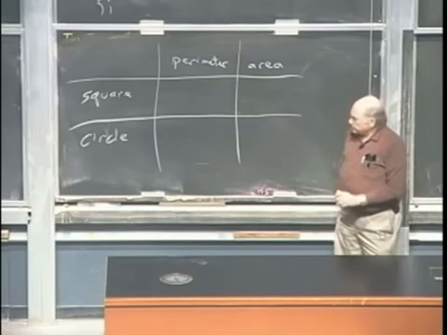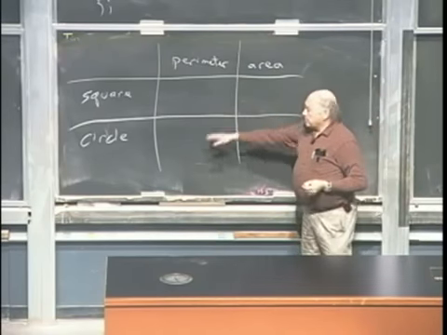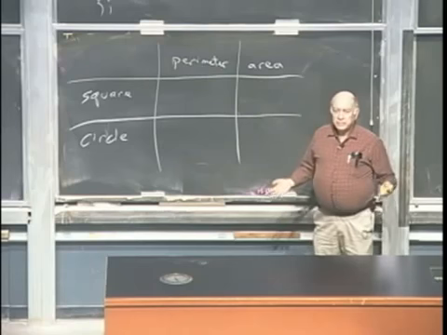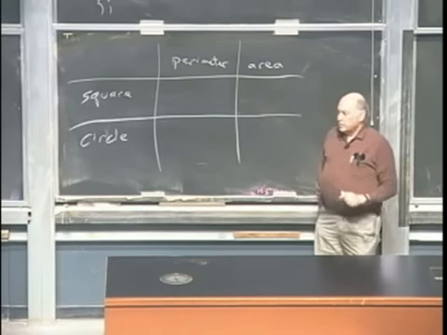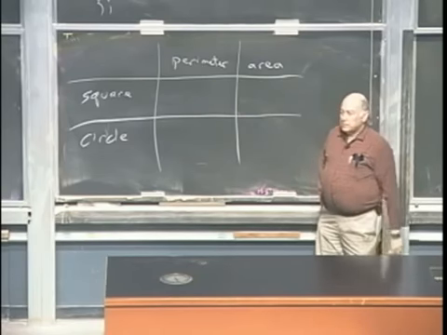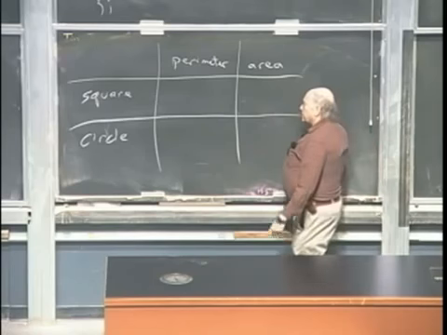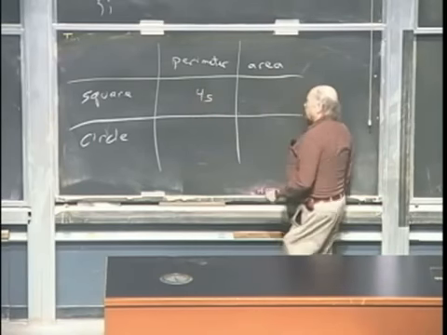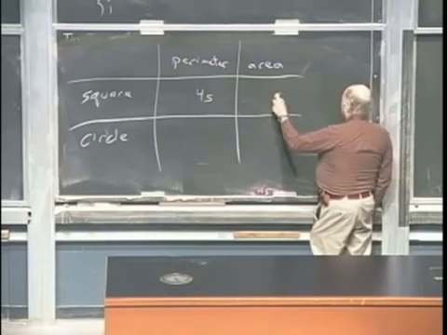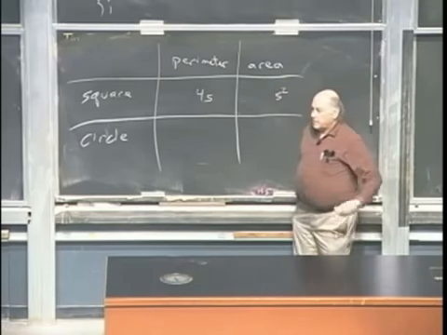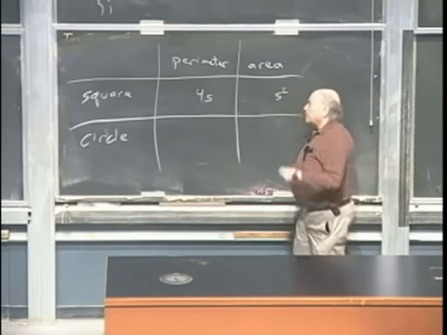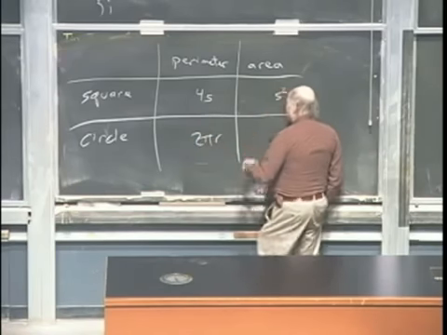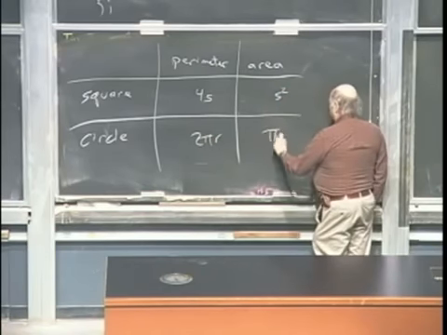OK? Now, what goes in the boxes? A formula, right, for how to do that. So for a square with side s, what's the perimeter? 4s. What's the area? s squared. OK, for a circle of radius r, what's the perimeter? 2 pi r. And what's the area? Pi r squared. Great.